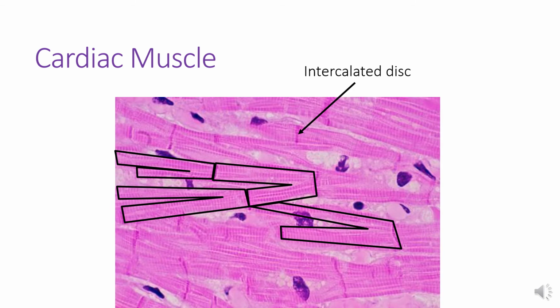So here I have cells that touch but don't necessarily line up, so it's a muscle. I see striations. I see the beginning and the ending of the cells because of the intercalated discs, and I see that these cells are a kind of branched shape. All of those characteristics tell me that this is cardiac muscle.